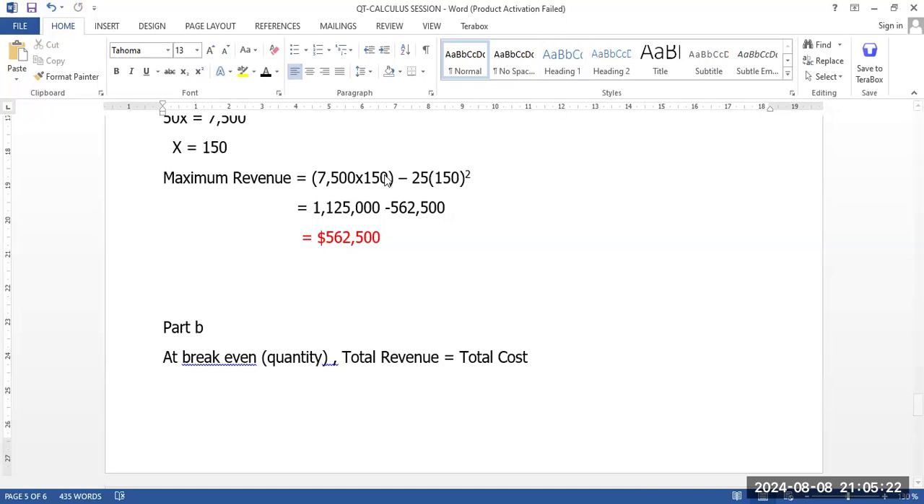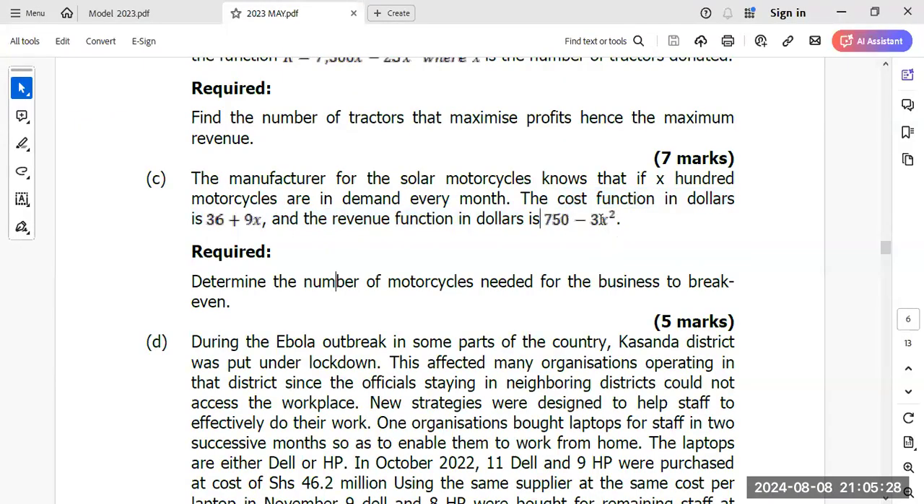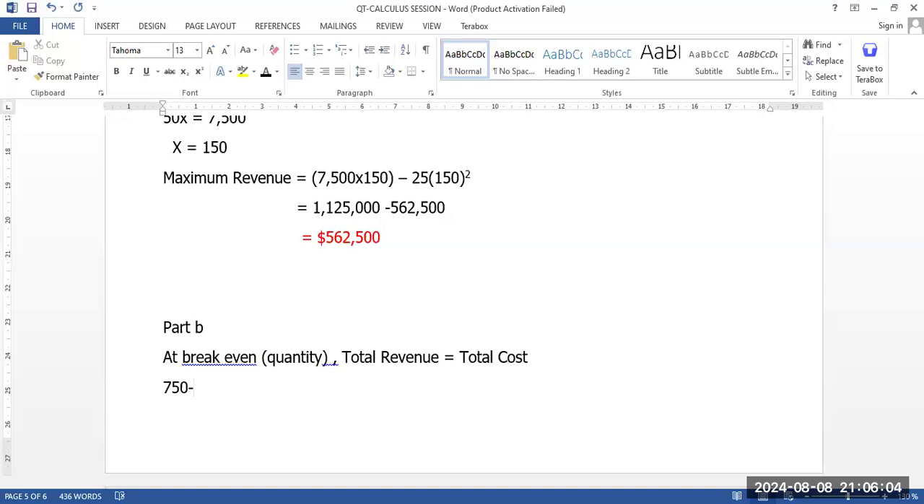And we are given a total revenue function in terms of quantity. If you look at this function, it should be expressed in terms of your quantity. Your quantity is x. This is different when they say break-even point in prices. If it is prices, you express your functions in terms of prices. So this is 750x minus 3x squared.